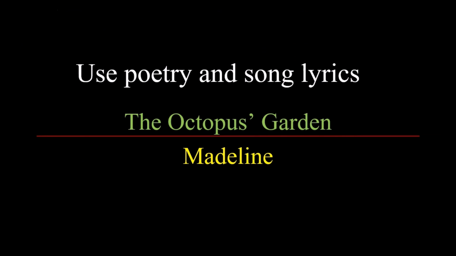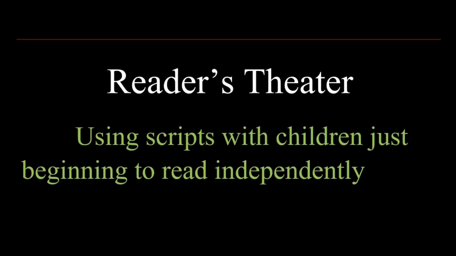Use poetry and song lyrics. I use this in my classes to develop fluency. The Octopus's Garden is a song and a book, and go through this with your children and allow them to sing their reading. Madeline, books like this that are one long poem. This helps children begin to see and hear the patterns of English, and it's just fun.